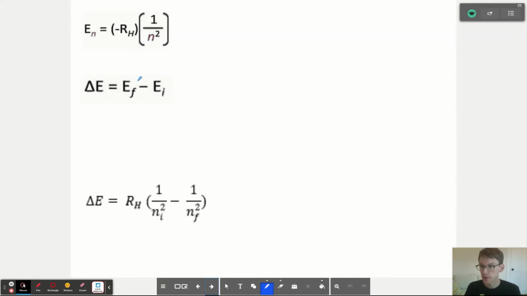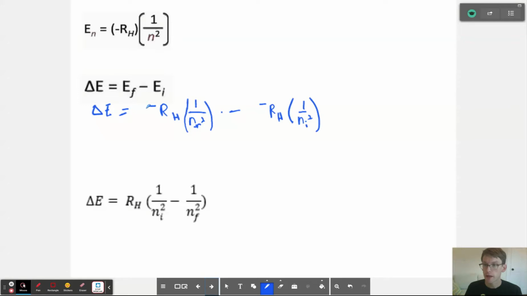If we take this equation right here and substitute in what we know for energy, we can say that the change in energy is equal to negative R sub H times 1 over n final squared, minus negative R sub H times 1 over n initial squared. And I guess I could put this in parentheses if I want as well. So right here, this is just our E F, and this is our E I over here.